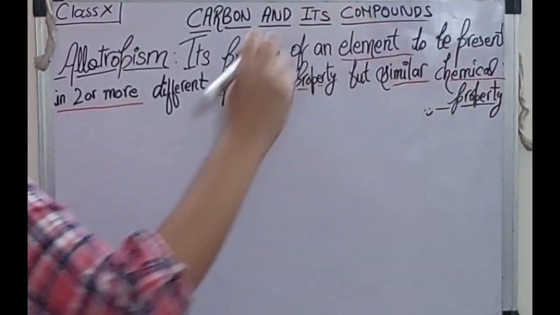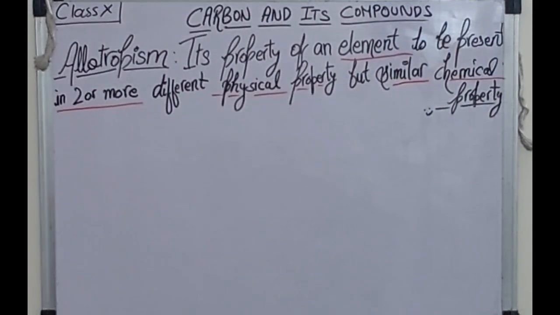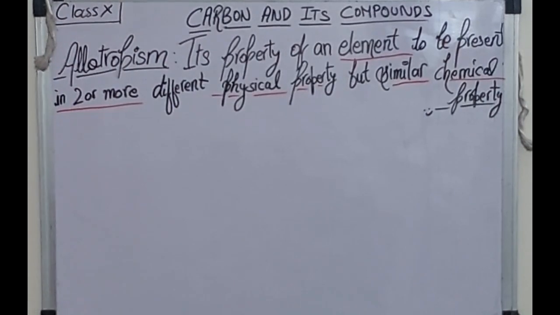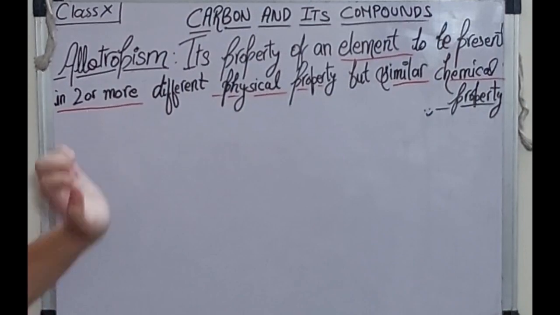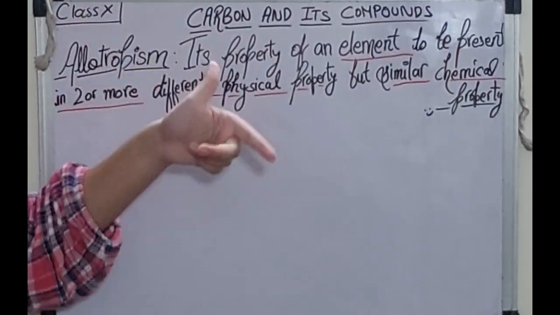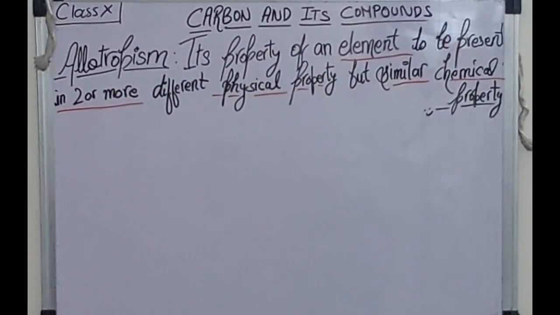similar chemical properties. They have similar chemical properties obviously because if I take the example of carbon itself, if they are allotropes of carbon, they may have different physical properties. We'll look into that point, but obviously they will have the same chemical properties because they are made up of carbon only. If the allotropes are of carbon, the basis is carbon only, right? So they will have similar chemical properties.